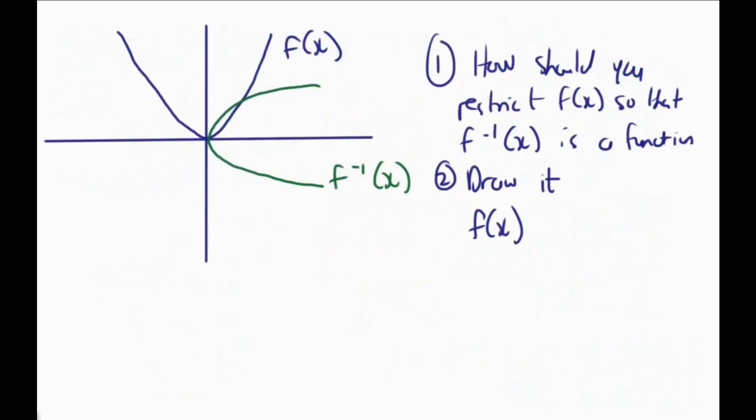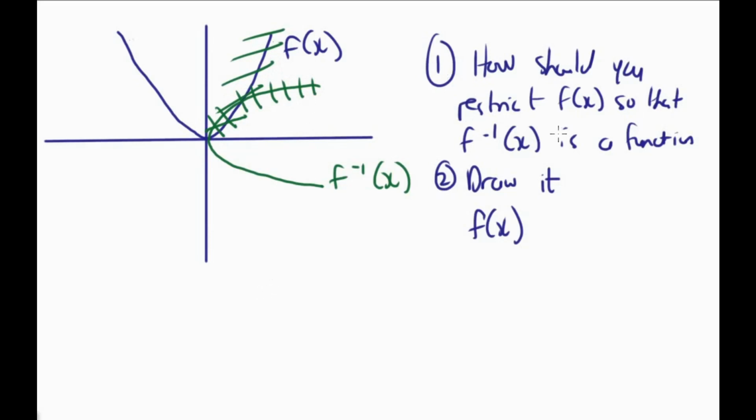Okay, so the question that we're going to ask here is, number 1, how should we restrict f(x) so that f⁻¹(x) is a function? And the second question they'll ask us is, how do you draw it? They'll ask you to draw it. So I said earlier on, the way we're going to do that is we basically get rid of this side of f(x). Because if we get rid of that side of f(x), it means that we're getting rid of this side of f⁻¹(x). Do you guys see that?